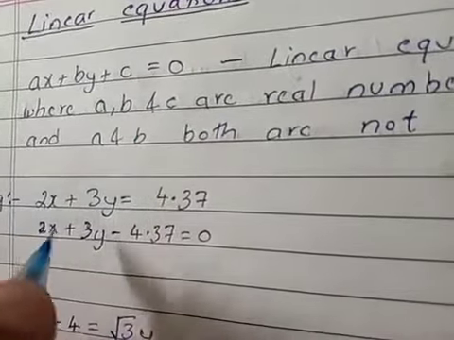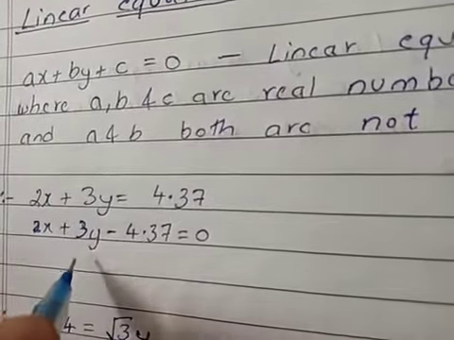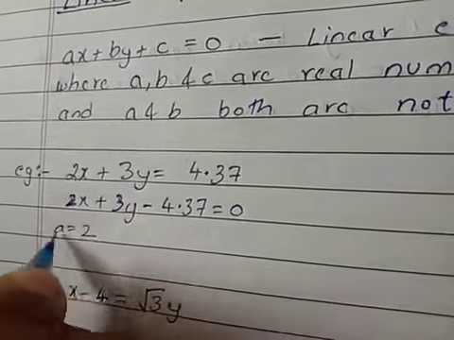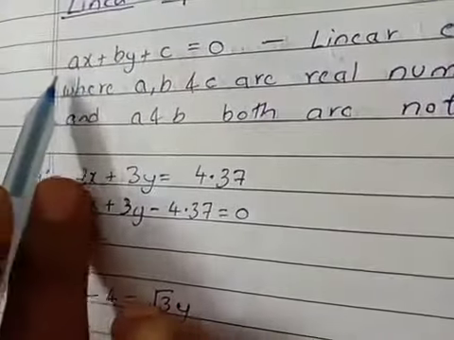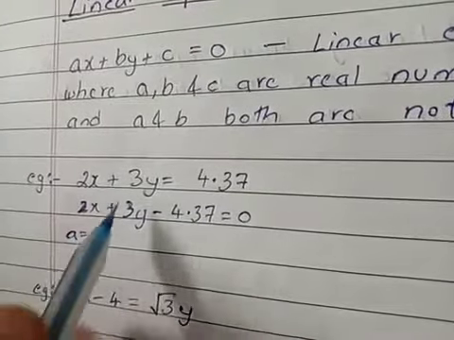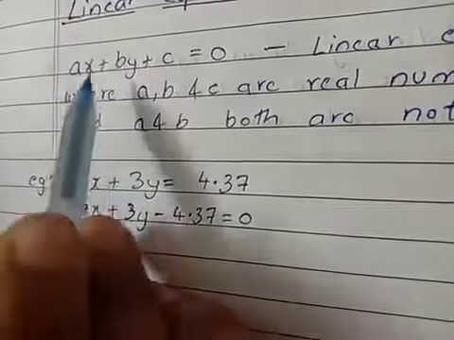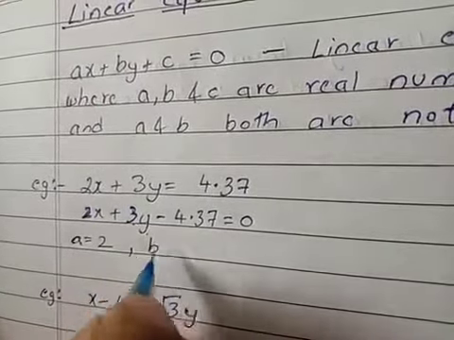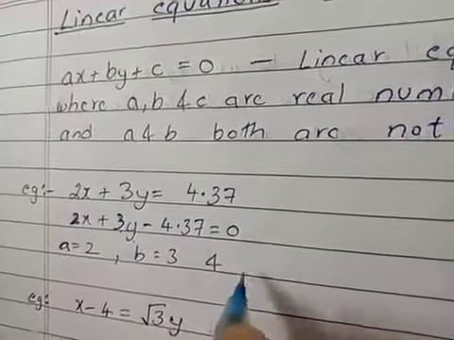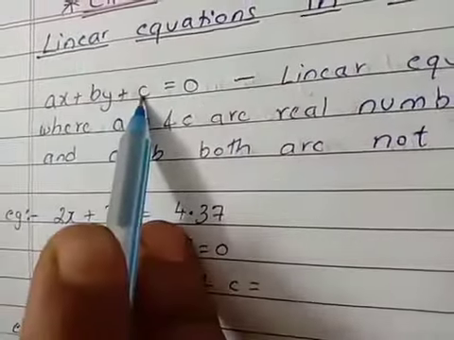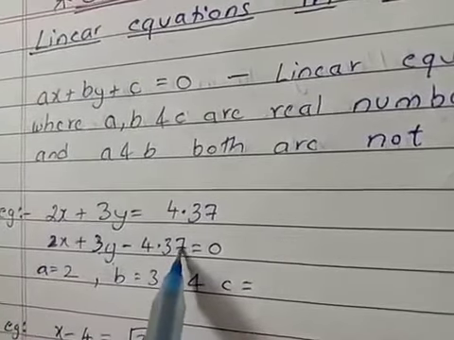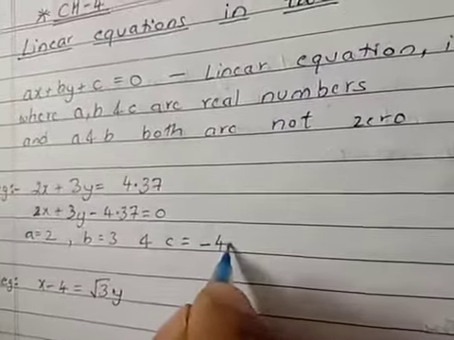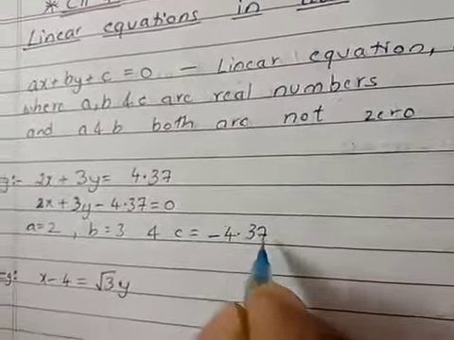Now we will put the values. What is the value of a here? 2. What is the value of b? If you compare by and 3y, the value of b is 3, and c equal to, what is the value of c over here? It is 4.37, but it has a minus sign, so you have to include this sign also. So it will be minus 4.37.